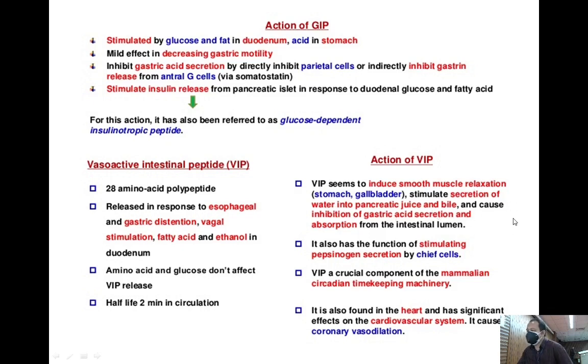Okay, then it also inhibits gastric acid secretion and absorption in the intestinal lumen. It also functions in stimulating pepsinogen secretion by chief cells, and it plays an important role in vasodilation of blood vessels, most importantly the coronary blood vessels around the heart. So coronary vasodilation, it plays an important role here. Okay, so these are all functions of VIP.